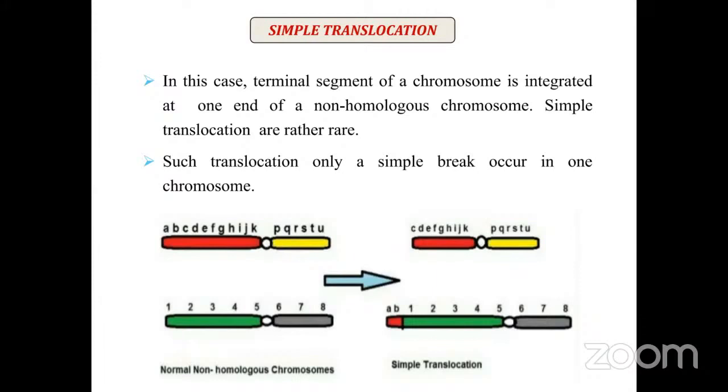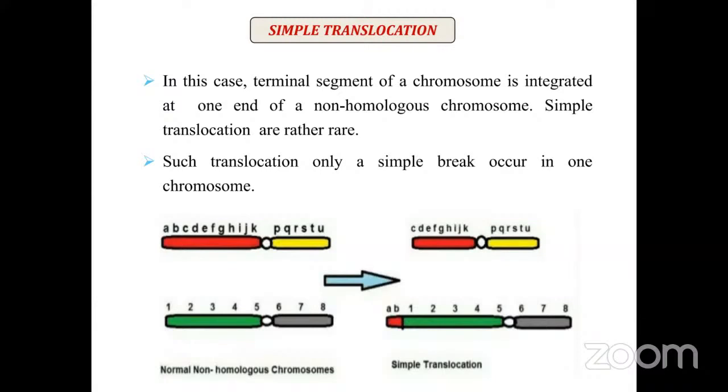So in simple translocation, you can see in the green and red part above, genes A, B, C, D, E, F, G, H, I, J, K are there. Then there is a centromere, followed by a short arm with P, Q, R, S, T, U. They are the genes represented on a non-homologous chromosome with some small alphabets. And there is another non-homologous chromosome represented by numbers 1, 2, 3, 4, 5, 6, 7, 8. So what happened? There is an exchange of genetic segments.